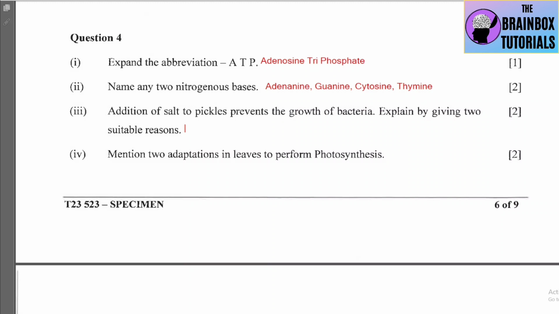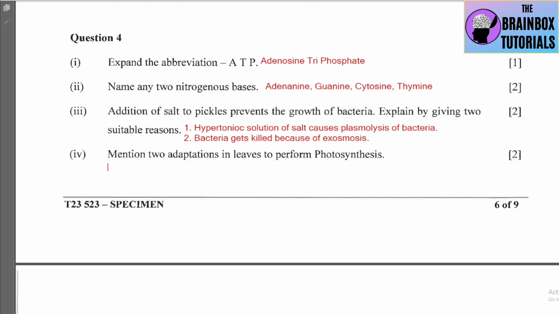Now part 3 asks: addition of salt to pickles prevents the growth of bacteria. Explain by giving 2 suitable reasons. So 2 suitable reasons we will have to provide. So one is hypertonic solution of salt causes plasmolysis of bacteria. And part 2 you will write that bacteria gets killed because of exoosmosis.